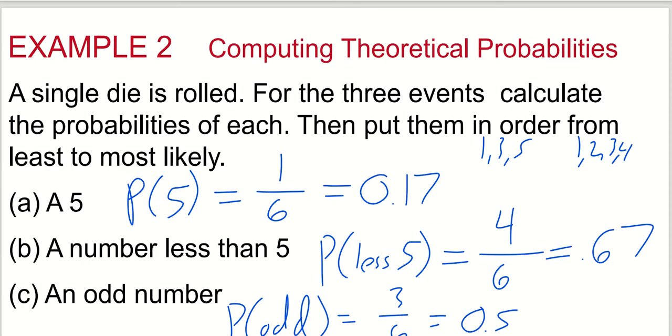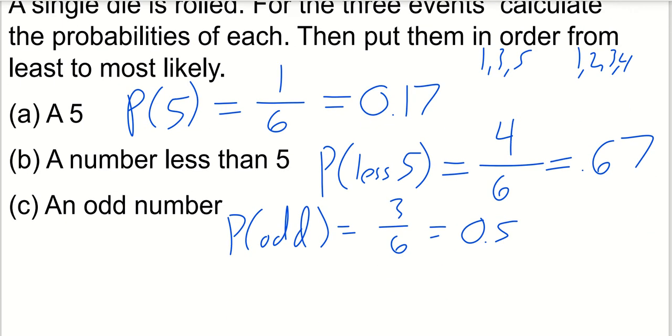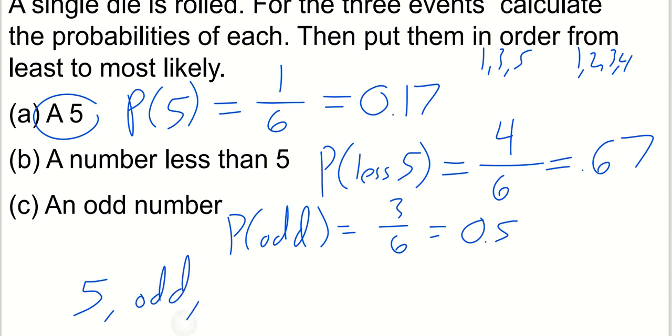At the end of the day, what we're measuring here is the likelihood of these events occurring. The one with the smallest probability would be getting a 5. So 5 would be the least likely event. The next one would be getting an odd, because that has probability 0.5. And then the one with the largest probability, which would be the most likely to occur, would be a number less than 5.